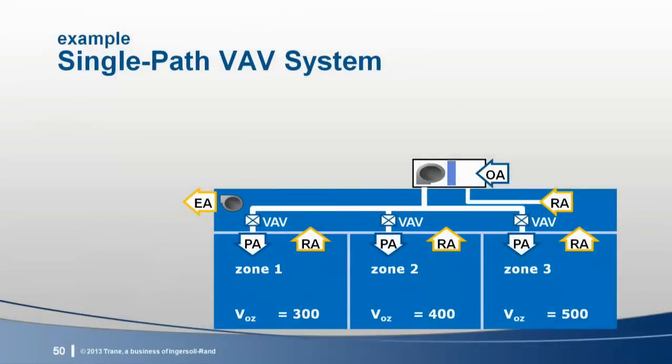We'll start by performing these calculations for the cooling mode, so air distribution effectiveness is equal to 1 for each of these zones. Later, I'll show how the results might change in the heating mode. This system includes a central air handler or rooftop unit that mixes outdoor air with recirculated air, and then delivers this primary air to individual single-duct VAV boxes. These boxes vary the airflow delivered to each zone.